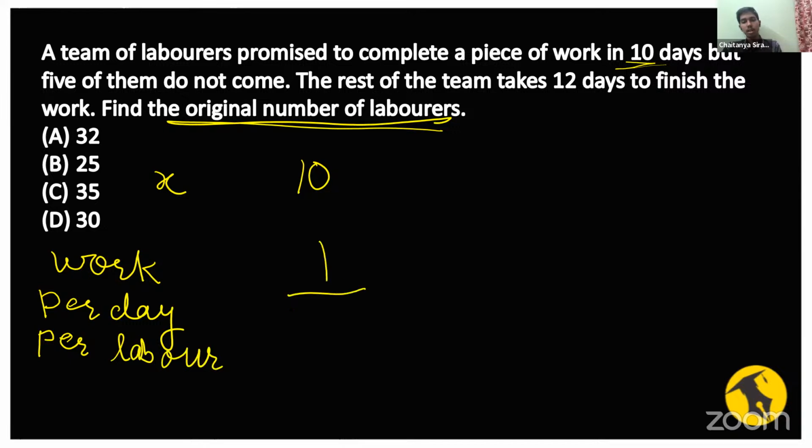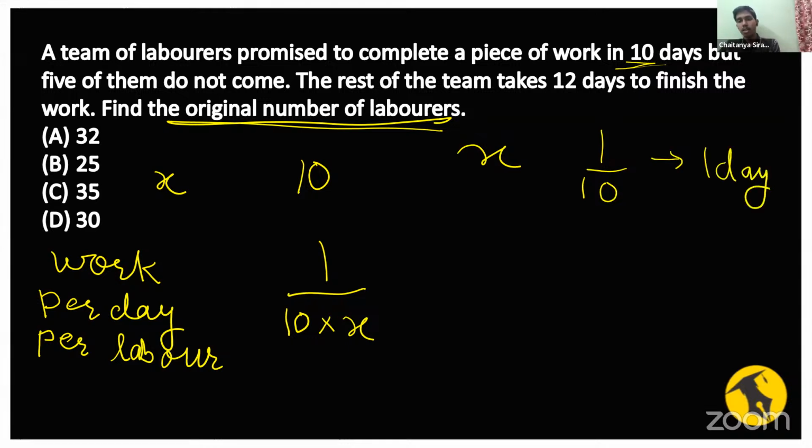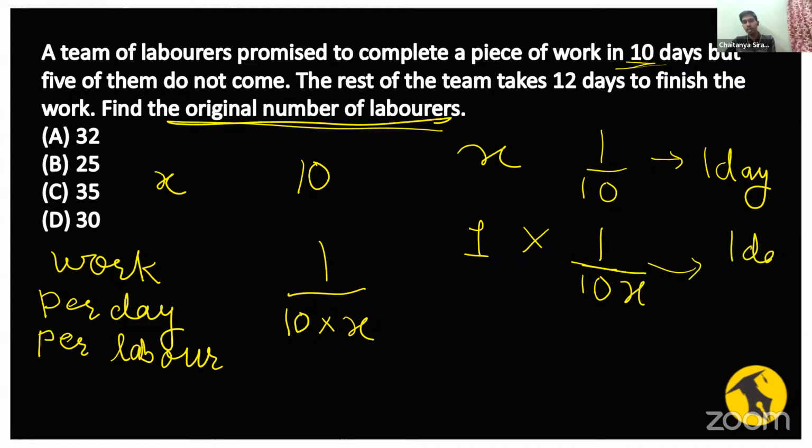So this is nothing but 1 upon 10 into X, because let's say X laborers can complete the work in 10 days. So that means X laborers complete 1/10 of the work in 1 day. This is 1 day. So one laborer alone can finish in 1 upon X. This is 1 day, one laborer.